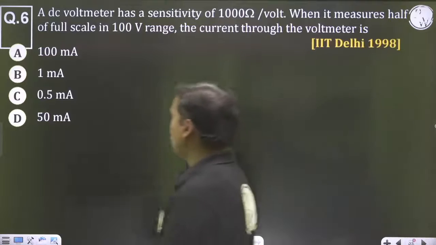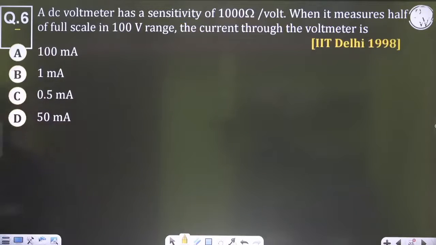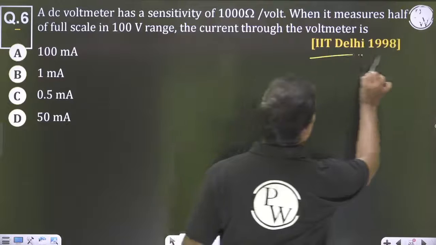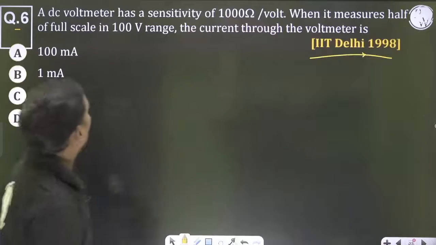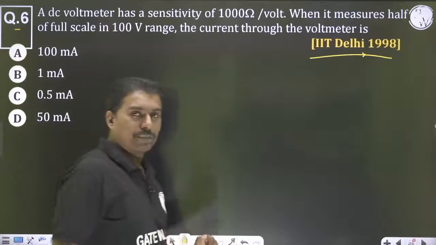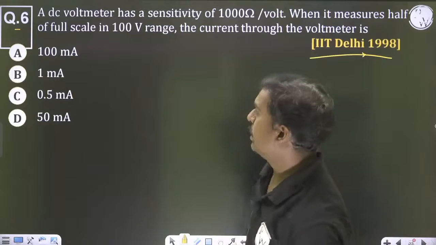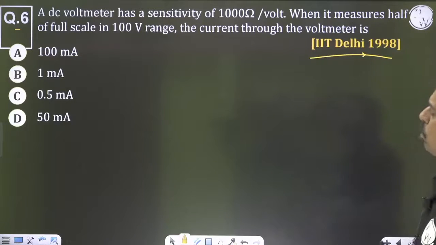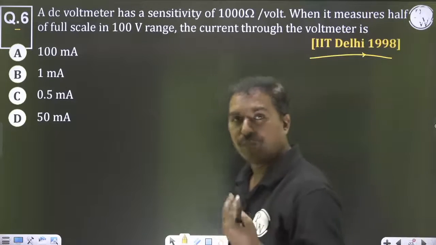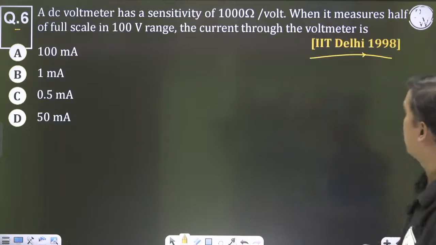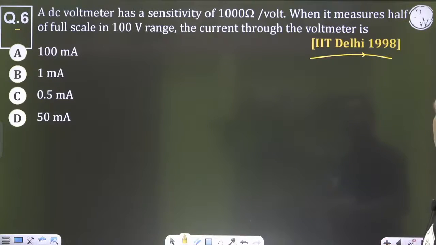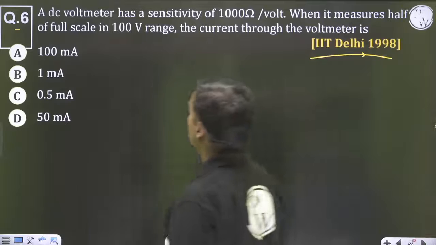Next question, question number 6, asked by IIT Delhi in 1998. A DC voltmeter has a sensitivity, again the figure of merit is given, of 1000 ohms per volt. That means to represent 1 volt, it requires an internal resistance of 1000 ohms. When it measures half of the full scale in the 100 volts range, the current through the voltmeter is dash.